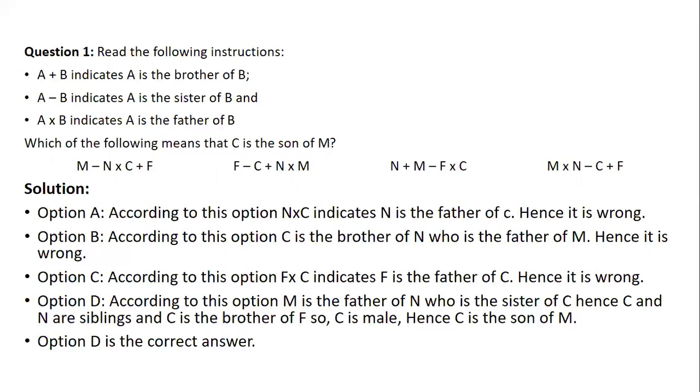But even then we can check. M into N. So M into N means M is the father of N. Now C and F are related as brothers, and N and C are related as NC, so N is the sister of C. So that means C is a male. So C is the son of M. D is the correct answer.